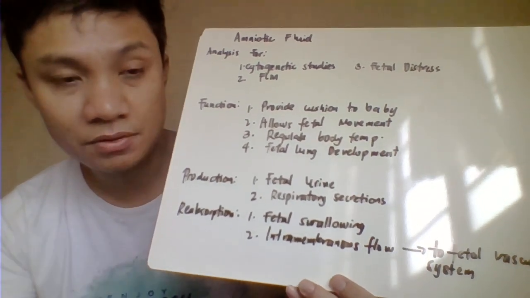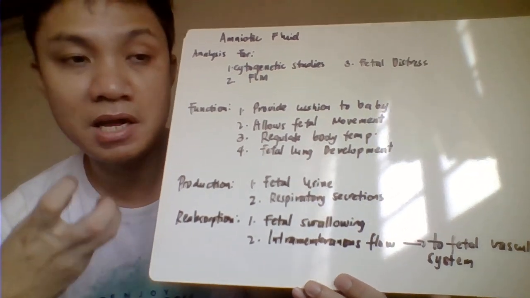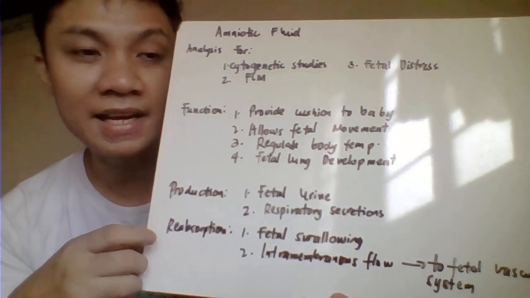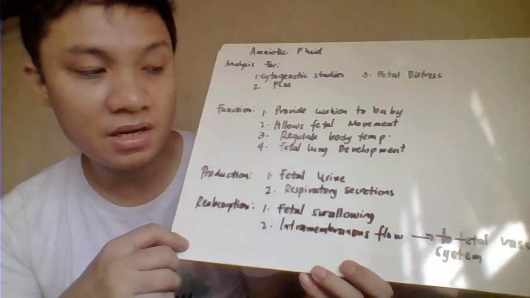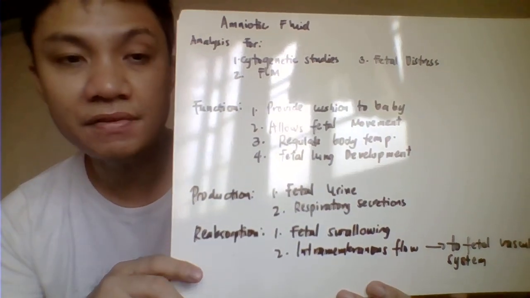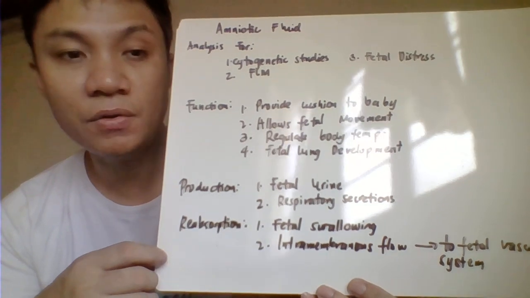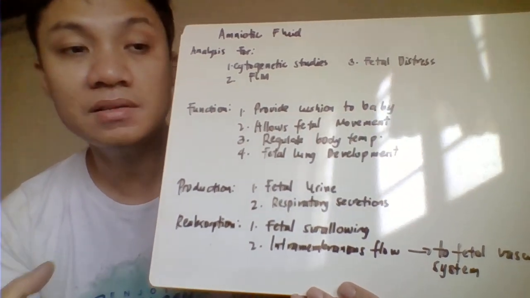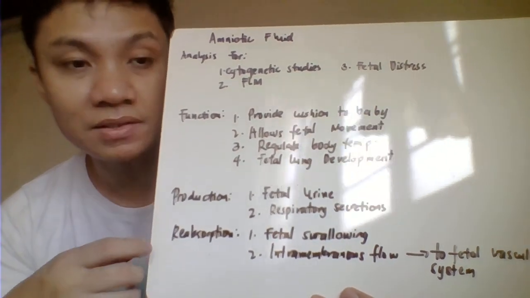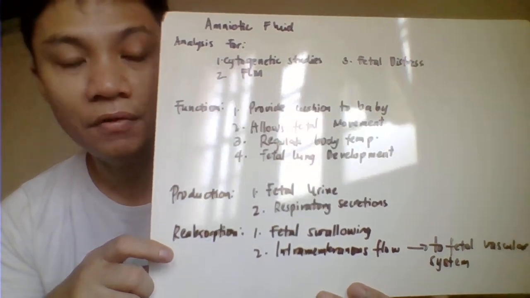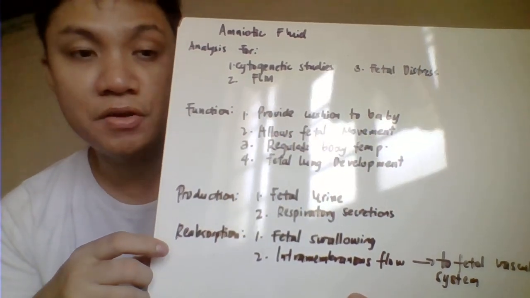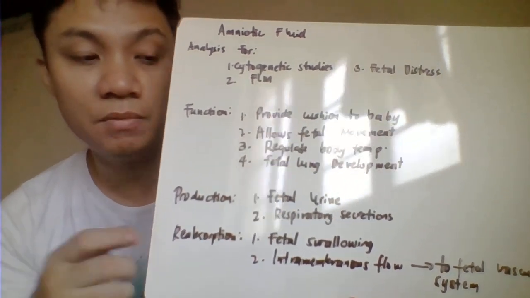So how is it reabsorbed? The first one, the baby tries to swallow. So, the baby swallows it. At the same time, we also have your intramembranous flow that allows the movement of the amniotic fluid within your amniotic sac into the vascular system of the baby. And therefore, that would regulate the volume of the amniotic fluid within the amniotic sac.